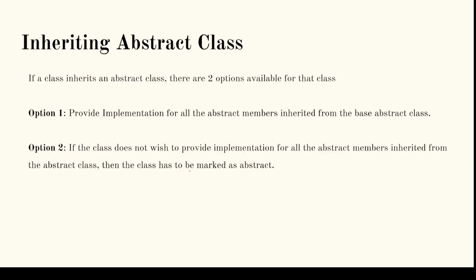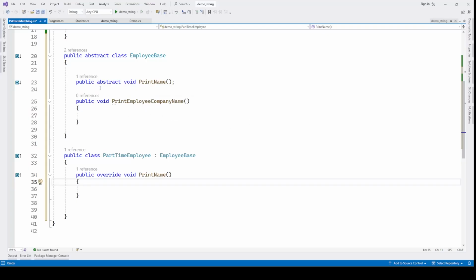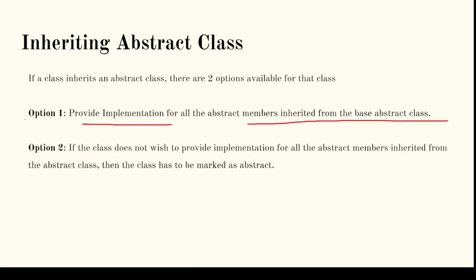Okay, now let's try to understand in detail what will happen when we are inheriting an abstract class. If a class inherits an abstract class, there are two options. Option 1, we have to provide the implementation for all the abstract members inherited from the base abstract class. If you notice in Visual Studio, we had this one abstract method and we have to provide the implementation of that one abstract method in our child class. So this was option 1.